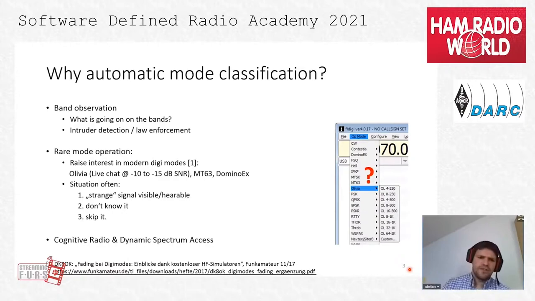Another interesting application is about rare mode operations. In amateur radio, we often use the same modes like Morse code, SSB, RTTY, PSK, the weak signal modes from Joe Taylor. But there are a lot of other different and highly interesting digimodes from a technical point of view. For example, there's Olivia mode. I've mentioned this one before. It offers a live chat with very low SNR, like minus 10 to minus 15 dB SNR. And there are also other modes like MT63, which is an OFDM-like mode and is a very robust mode. And also Domino X, though it is not so fast, it's a very robust mode.